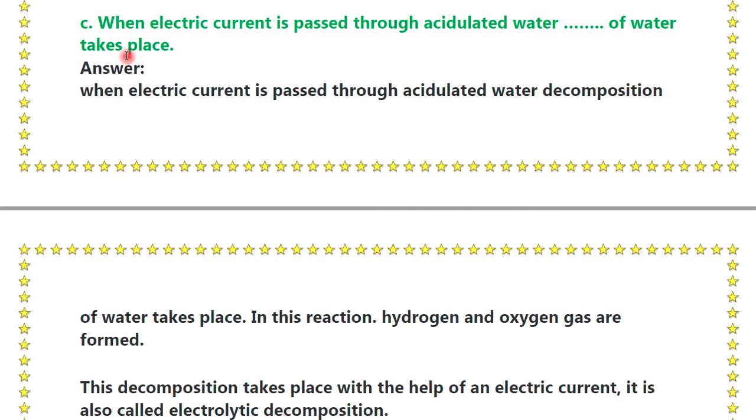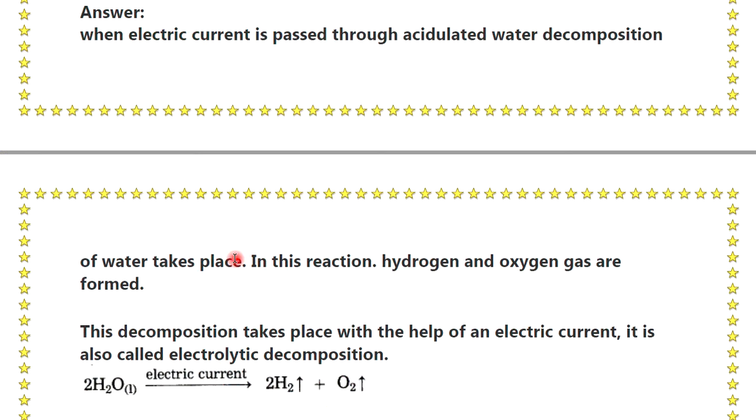Question number C. When electric current is passed through acidulated water, dash of water takes place. Answer. When electric current is passed through acidulated water, decomposition of water takes place. In this reaction, hydrogen and oxygen gas are formed. This decomposition takes place with the help of electric current. It is called electrolytic decomposition. 2H2O gives rise to 2H2 plus O2 in presence of electric current.